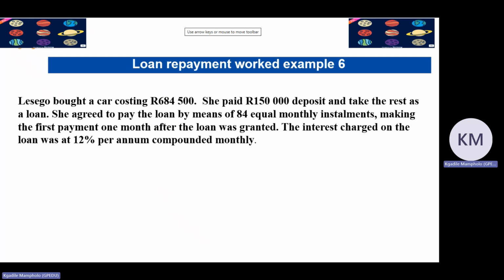Let's say I bought a car costing R684,500. She paid a R150,000 deposit and took the rest as a loan. She agreed to pay the loan by means of 84 equal monthly installments, making the first payment 1 month after the loan was granted. The interest charged on the loan was 12% per annum compounded monthly.